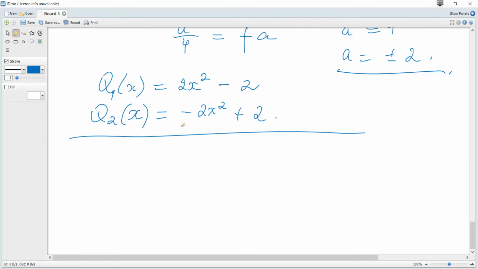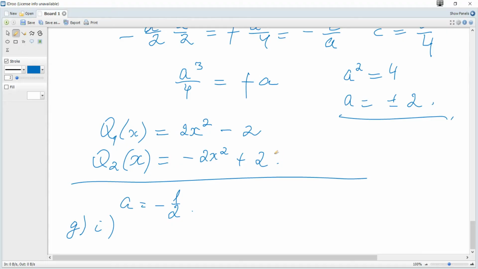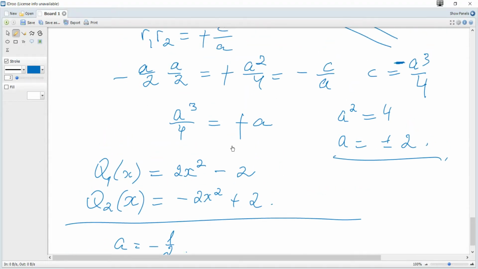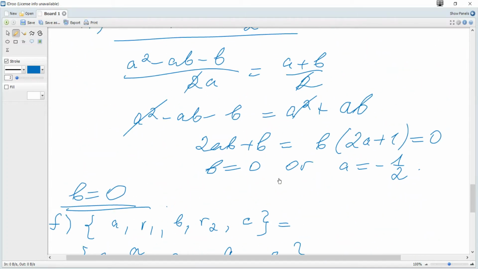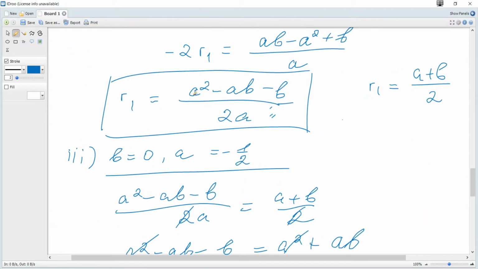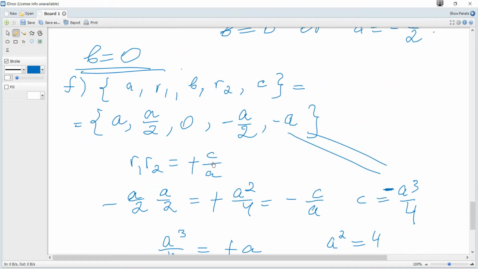Now consider the case where a is negative a half. I find an expression for R1 in terms of B. So what is R1? R1 is this, and we need just substitute negative a half for A and get an expression in terms of B.